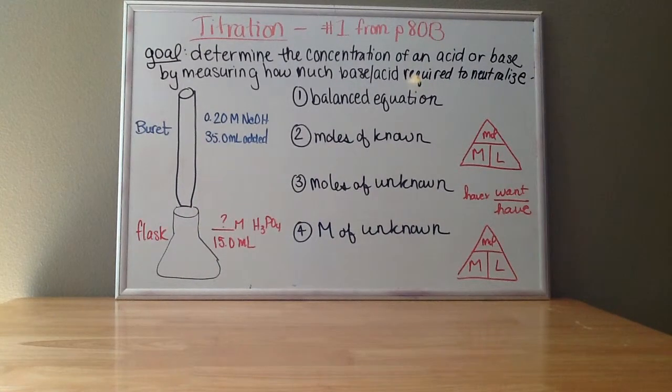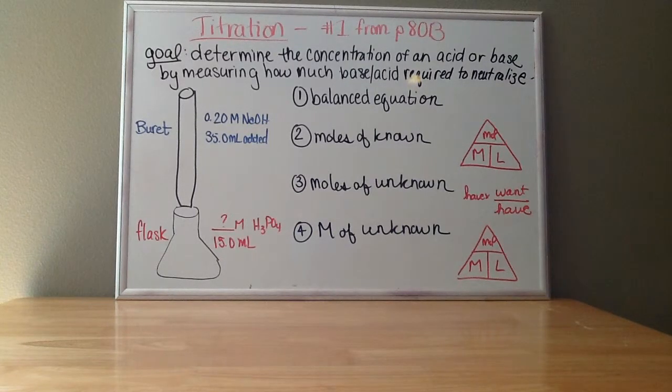Okay, this video is going to be about titration, and if you want to follow along from your book, this is problem number 1 from page 80B. And what is a titration? Well, the goal of a titration is to determine the concentration of an acid or base by measuring how much base or acid is required to neutralize it.